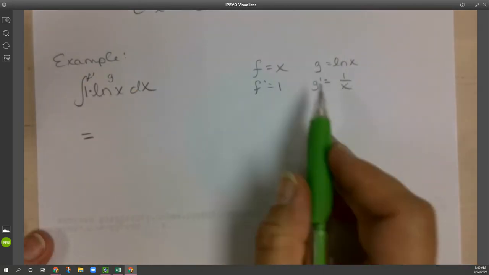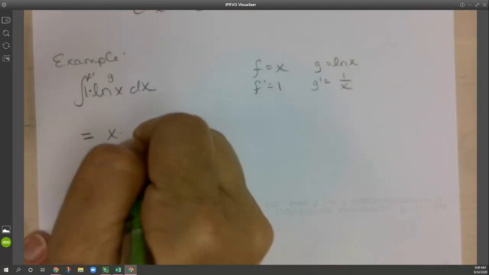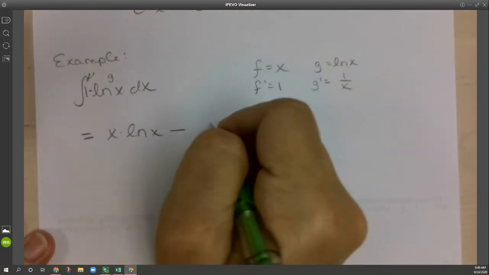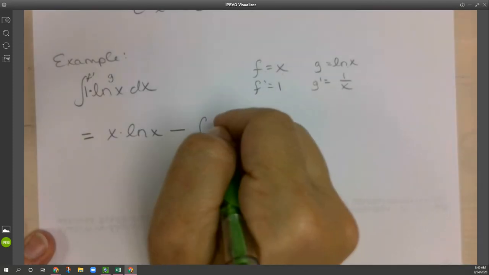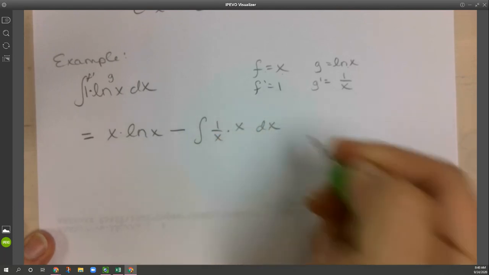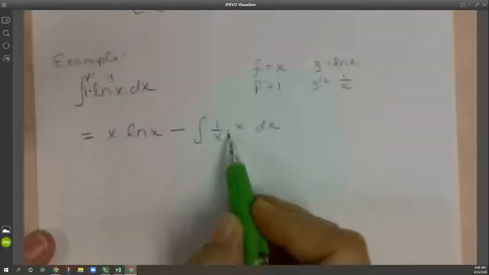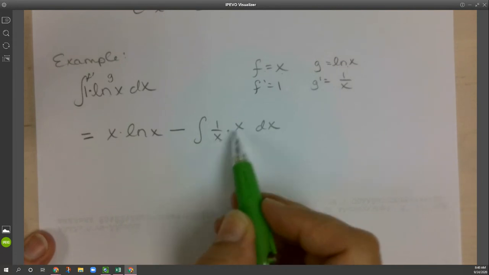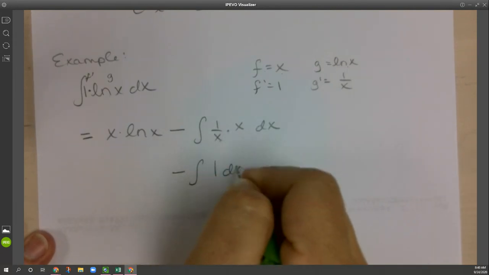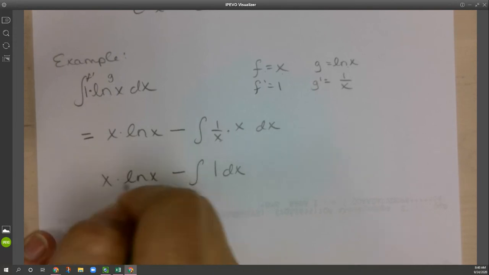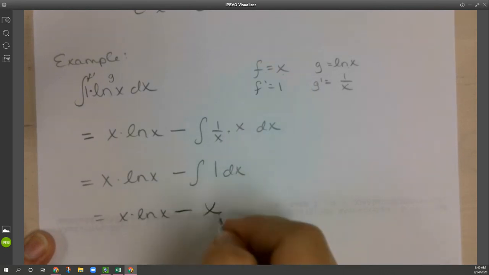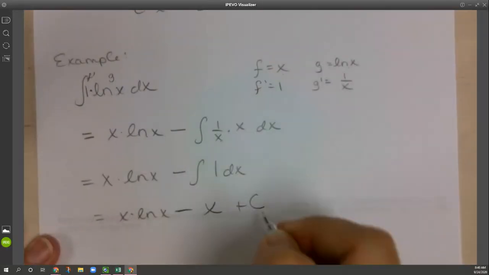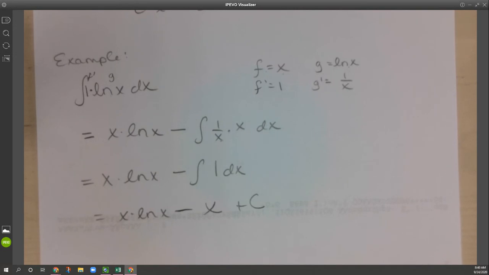This is going to be equal to f times g, x times the natural log of x, minus the integral of g prime times f, 1 over x times x dx. So notice what happens here in my integral. I have 1 over x times x. Those are going to divide out and just become 1. And the integral of 1 is x plus c. And so this expression would be the integral of the natural log of x.